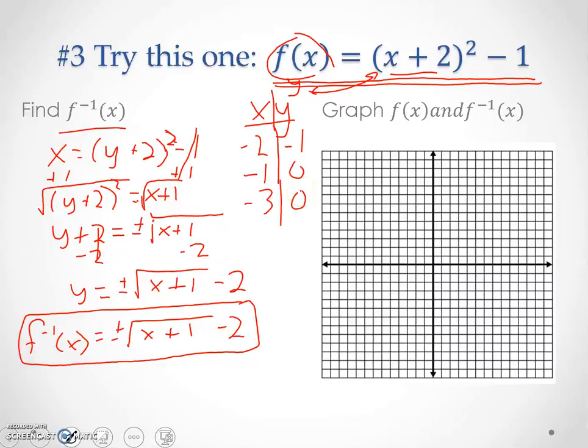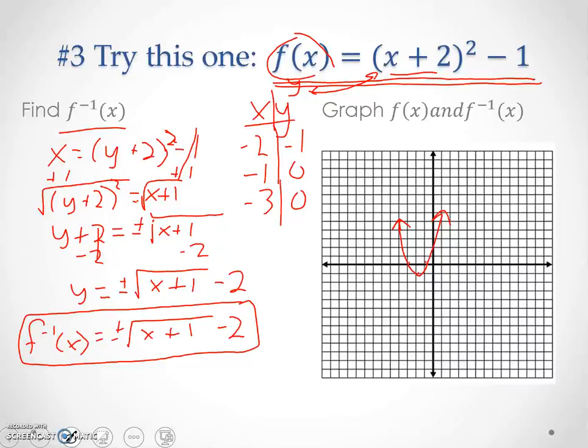And so we're going to have a point here at -2, -1, and then we're going to have points at -3, 0, and -1, 0. And just using those 3 points, though you'd probably want 5 points in class, I'm going to have a parabola that looks something like that.